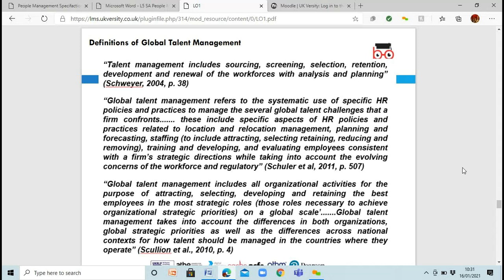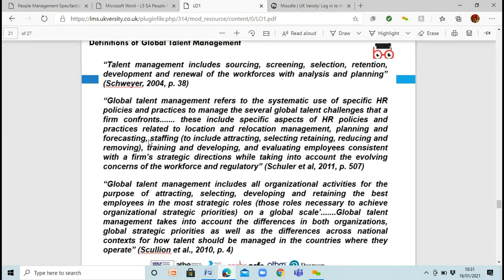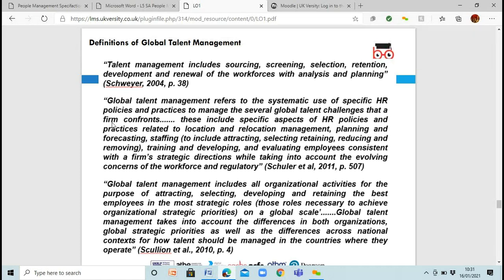So we're going to look at a couple of different definitions of global talent management. So talent management includes sourcing, screening, selection, retention, development, and renewal of the workforces within analysis and planning. Our second point here is global talent management refers to the systematic use of specific HR policies and practices to manage several global talent challenges that a firm confronts. And then a third one here, global talent management includes all organizational activities for the purpose of attracting, selecting, developing, and retaining the best employees in their most strategic roles.